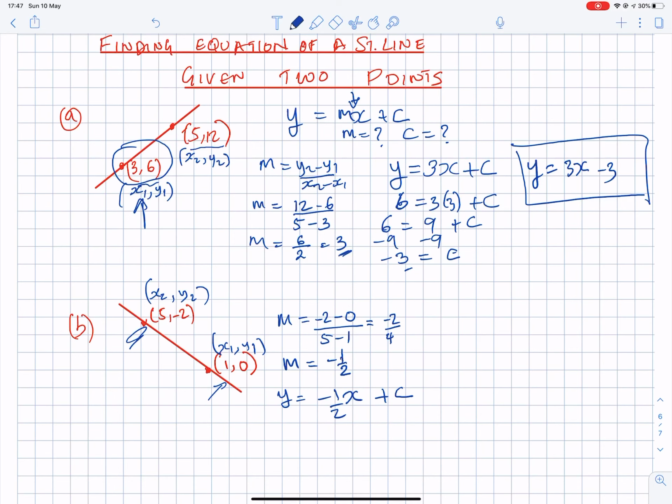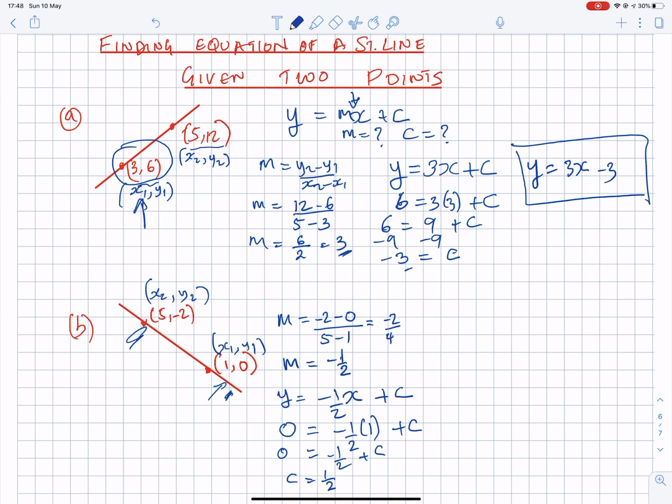I'm going to use this coordinate because I see easier numbers. I'm lazy. So I'll say y is equal to 0. So 0 equals minus half, x is 1, add c. Well, that gives me 0 equals to negative half plus c. If you balance this, you will get c equals half.